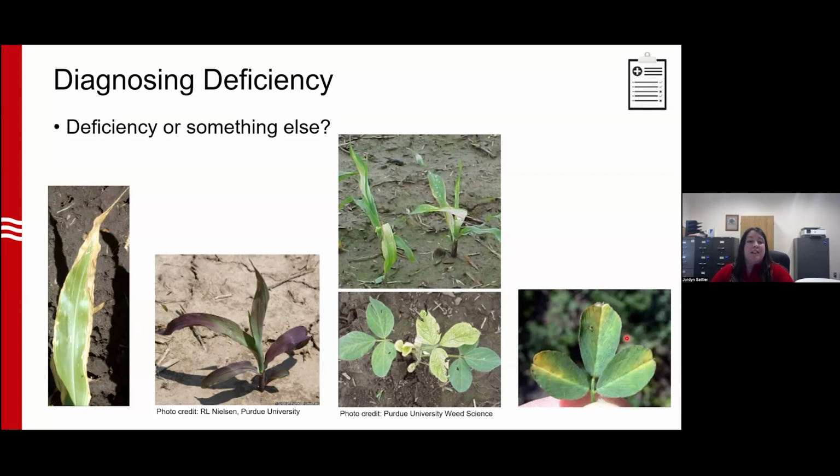So these are just some of the most common lookalikes that you might come across. And I think they're really good examples of why it's important to correctly diagnose a nutrient deficiency, because there's several things that could look like it out in the field. But in these situations, applying more fertilizer isn't going to solve the problem. It's just going to cost the farmer more money.